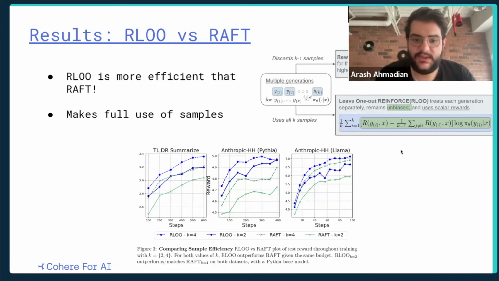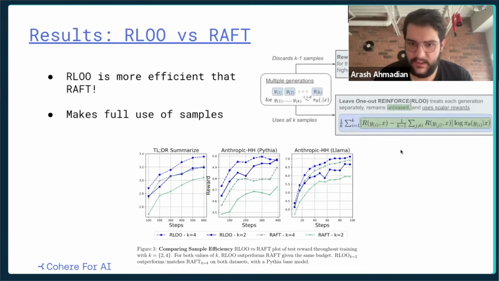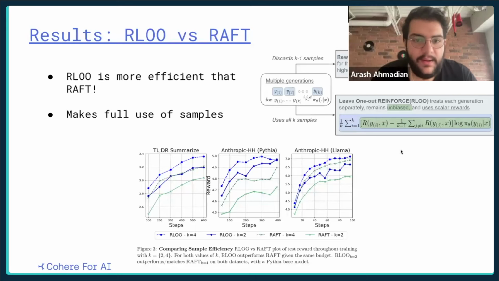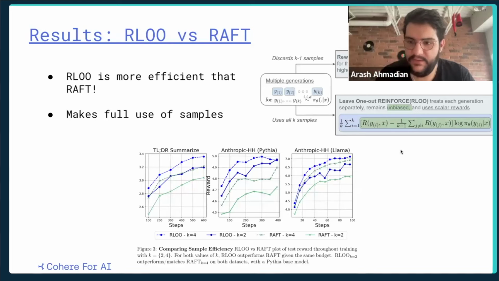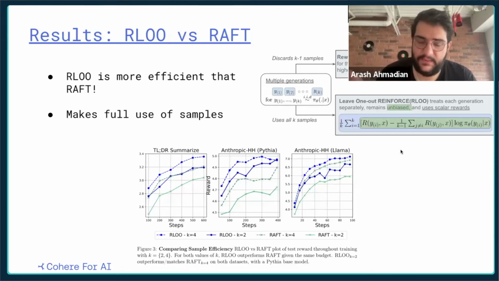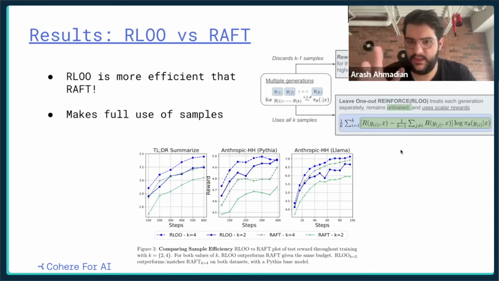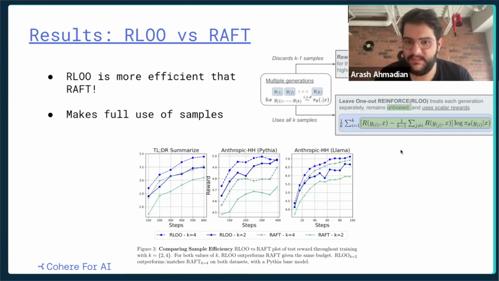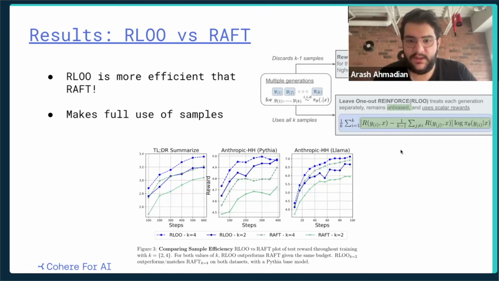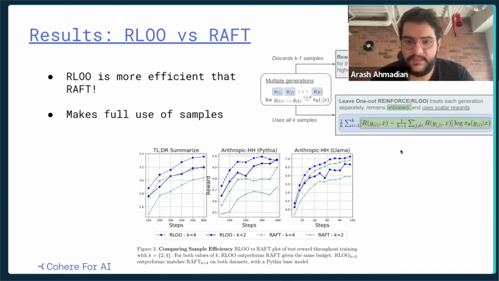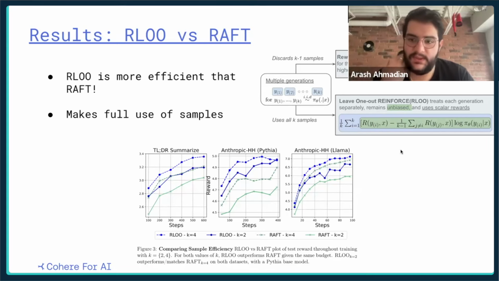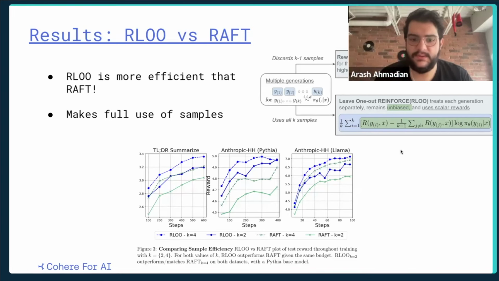On the bottom right, you see the reward curves on the held out test set comparing RLOO and RAFT. For a given K value, RLOO outperforms RAFT pretty unanimously. When we train on the Anthropic HH dataset on Pythia models, RLOO with K equal to 2 outperforms even RAFT with K equal to 4 by a huge margin. So again, this just goes to show the sample efficiency of RLOO.